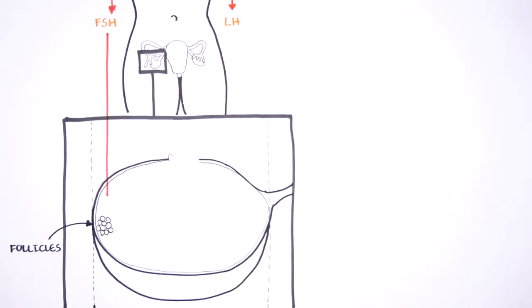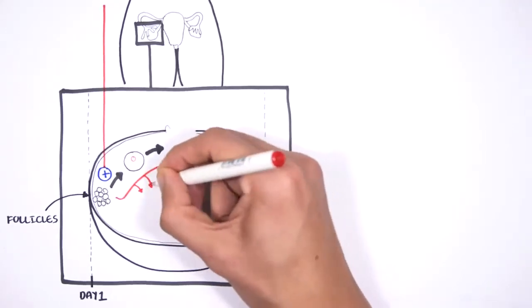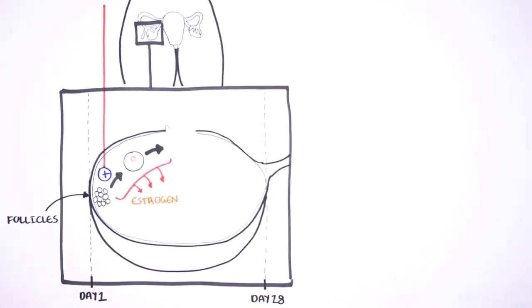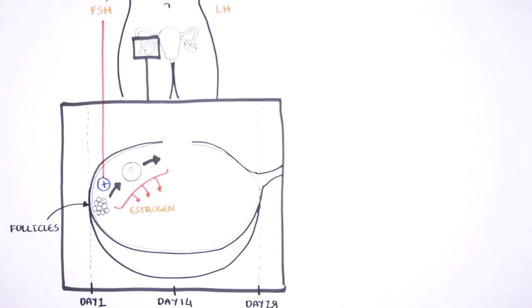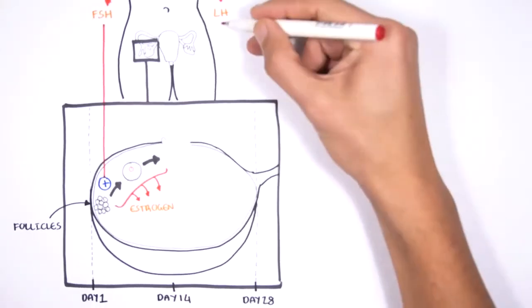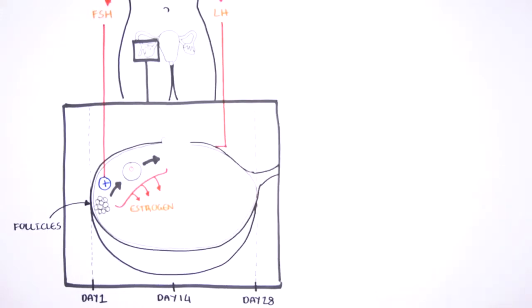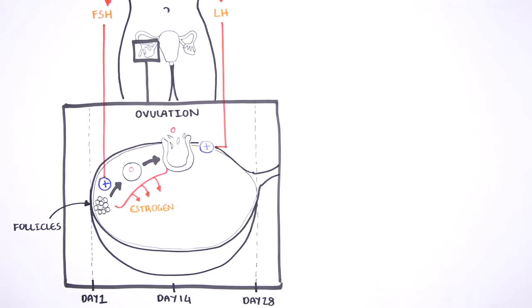Follicle stimulating hormone travels to the ovary where it stimulates the development of some follicles. During the development process, the follicles will produce estrogen, an important hormone for female menstruation. By day 14 of the menstrual cycle, estrogen levels are so high that it will stimulate luteinizing hormone release from the pituitary gland. With luteinizing hormone being released, it will trigger ovulation of the most developed follicle in the ovary. The follicle ovulates, releasing an egg.